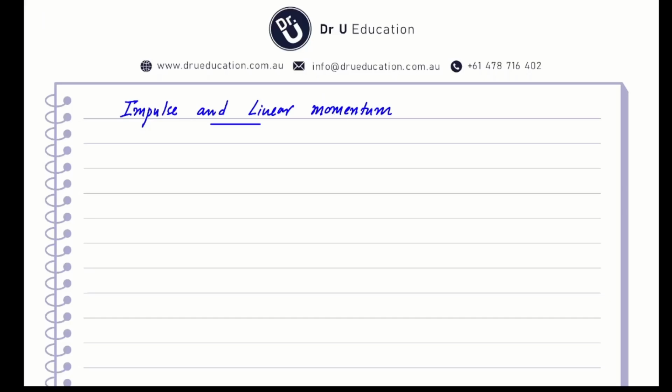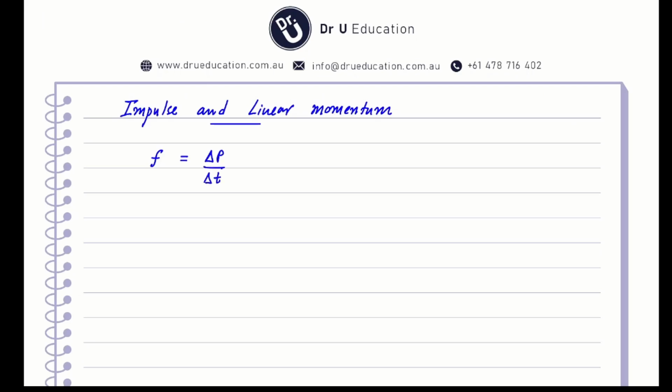So today we are going to discuss impulse and linear momentum. In the last lesson we discussed Newton's second law. So what is Newton's second law? Newton's second law is F equals delta P divided by delta T, momentum difference divided by time. P means momentum, delta P means momentum difference. So this is nothing but P final minus P initial, the difference between initial and final momentum. And this is delta T here.